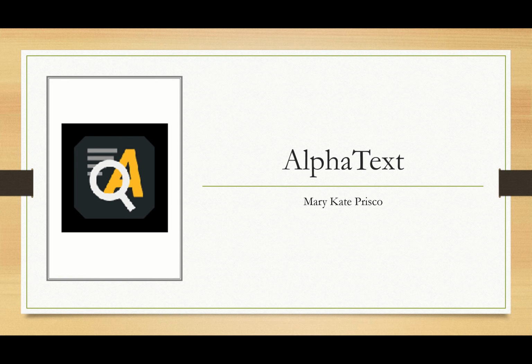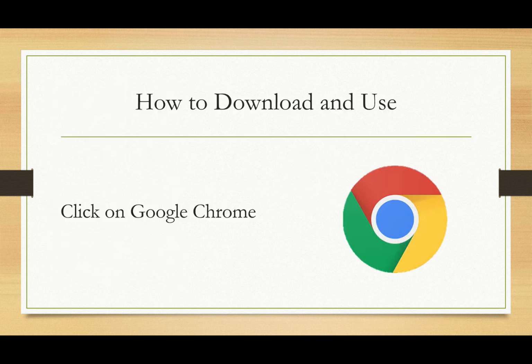AlphaText is a Google Chrome extension that allows you to change the size, shape, and font of any website article or any web page to be able to read it more efficiently. This is especially helpful for students who may have visual foreground and background discrimination problems because they're able to up the contrast of whatever page they are reading.